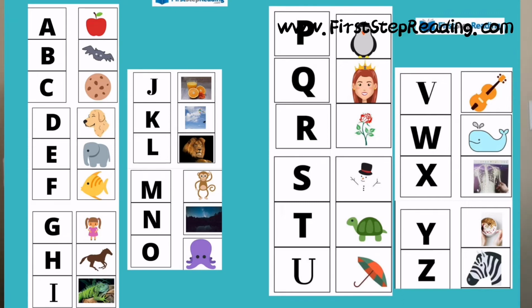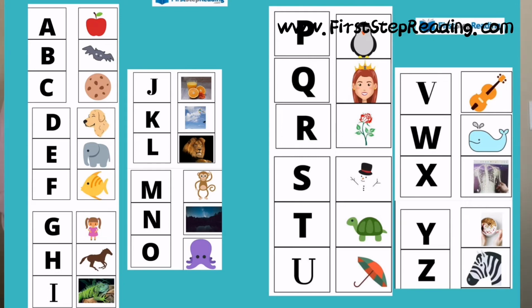The M says, the N says, the O says, like monkey, knight, or octopus. The P says p. The Q says qua. The R says, like penguin, queen, or rose.